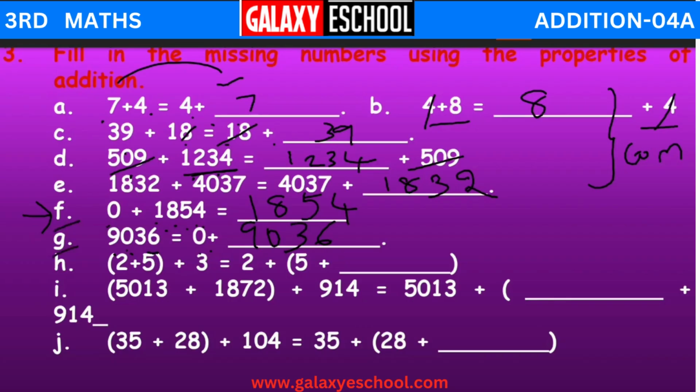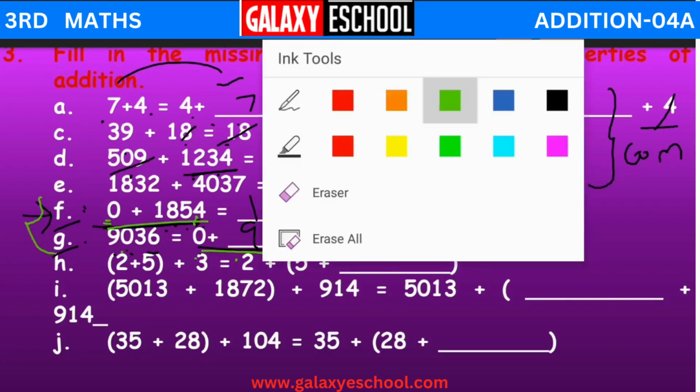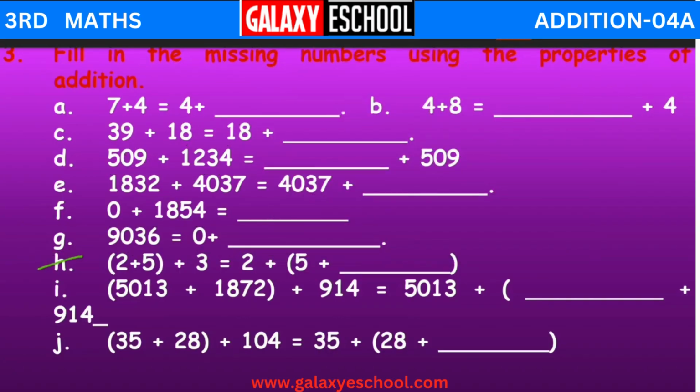Look at the questions F and G, children. F and G are the same questions, just their places are interchanged. Yes, here 0 plus number is equal to number is equal to 0 plus number. These two belong to the additive property of 0. Now moving on to question number H. 2 plus 5 plus 3 is equal to 2 plus 5 plus dash. Now we are having 2 and 5 here, 2 and 5 here. The number missing is 3. We will write 3. Now which property is this?